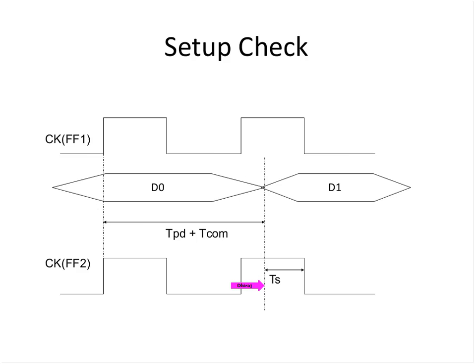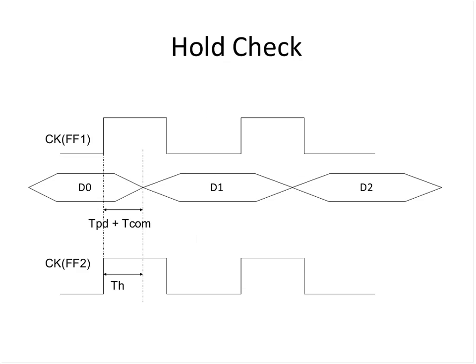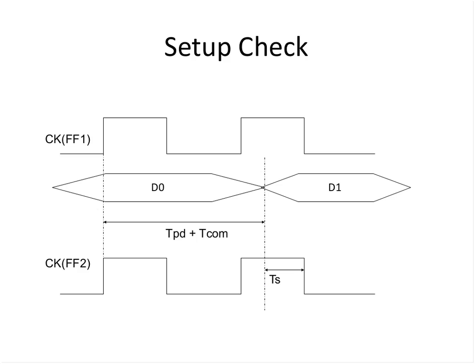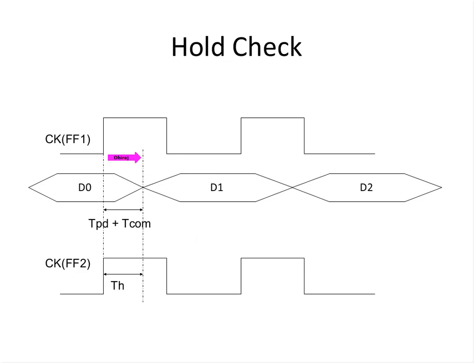Now let's look at the hold slide. In hold, what is the check? FF1 will launch new data D1. So D0 will transition into D1 at some point of time. What is that time? It is nothing but TPD plus TCOM. Same as the setup case, D0 transitions into D1 after TPD plus TCOM. But now we have to make sure that this transition from D0 to D1 should only happen after the TS time, after the hold time.